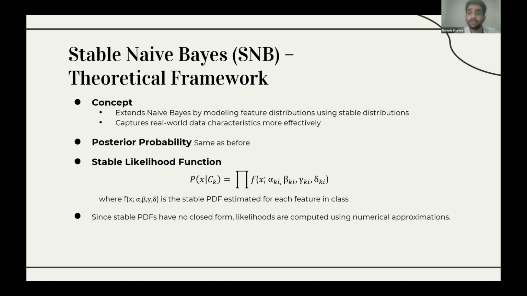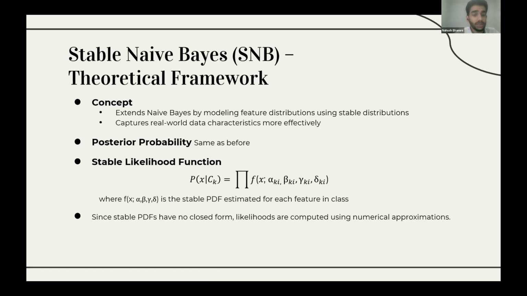By using the stable distributions, the stable naive Bayes can capture a broader range of distributional behavior, making it more robust in practice. The posterior probability is still calculated using the naive Bayes. However, the key difference again lies in the likelihood. Instead of assuming each feature follows a normal, we now assume that each feature follows a stable distribution.